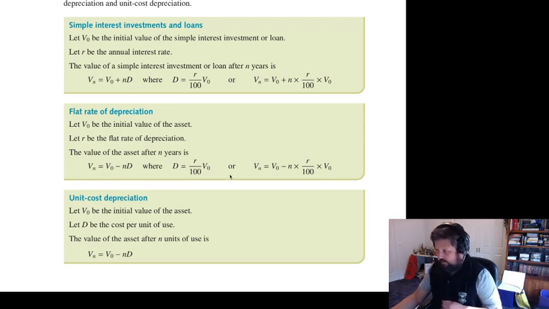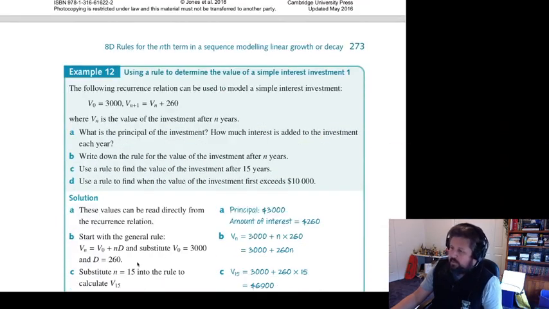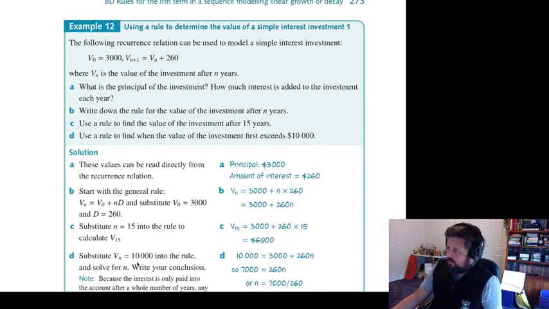One of the other things that you do need to make a note of is what's called unit cost depreciation. There's a rule for unit cost depreciation. You'll have an example of this in a moment. V0 is the initial value of the asset, which is how much the cost was originally. Let d be the cost per unit of use. The value of the asset after n uses or n units of use is going to be given by this depreciation formula here. A little bit to get your head around, but please follow along as we're going through this.